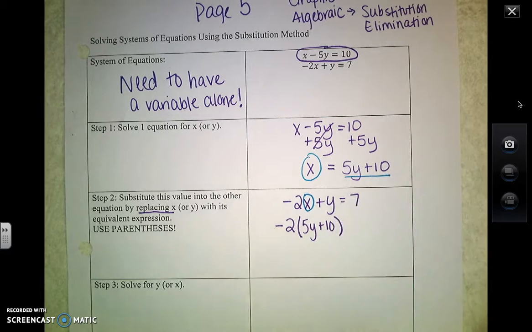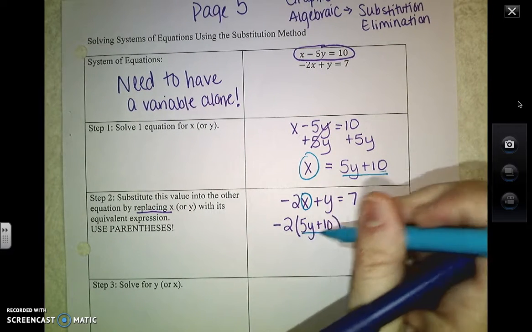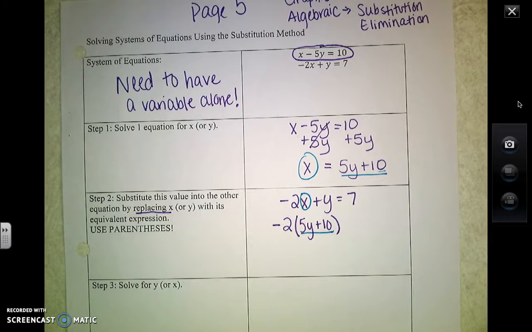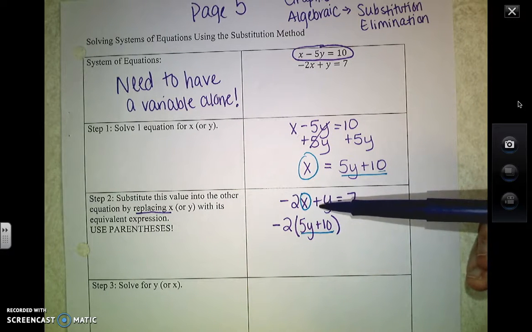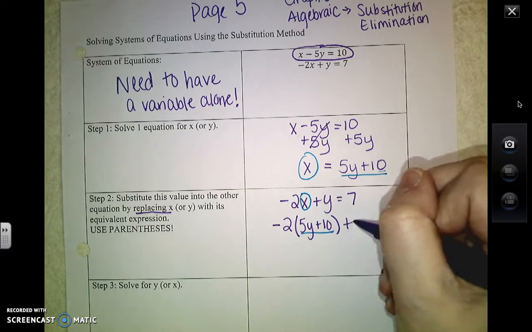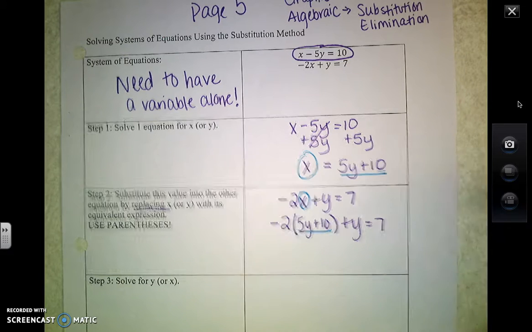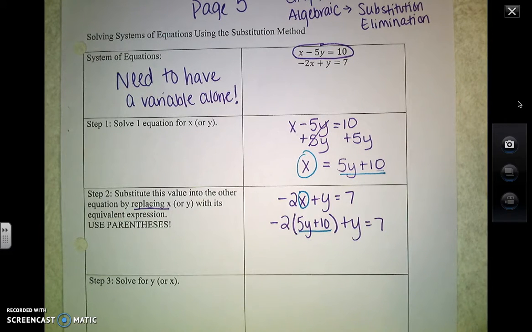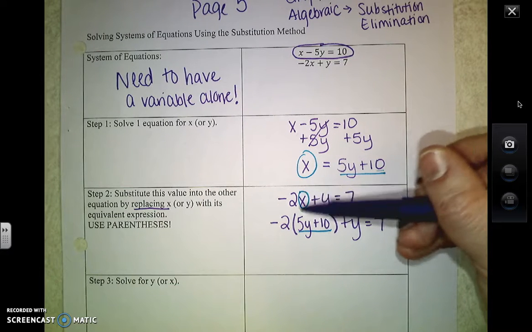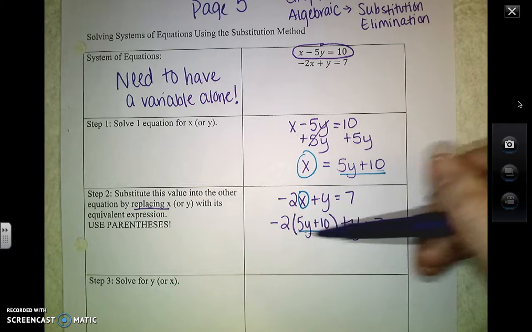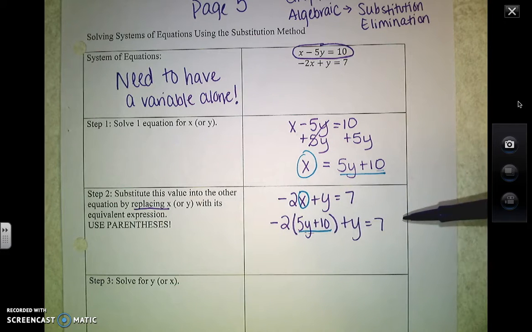So I took my expression from here and substituted it for x down here. Now, after the x, I have the rest of the equation staying the same. So plus y equals 7. That's going to stay the same. Notice the only thing that changed about this equation is that I circled the x, replaced it with the expression, and everything else is the same. So now we solve this equation for y.